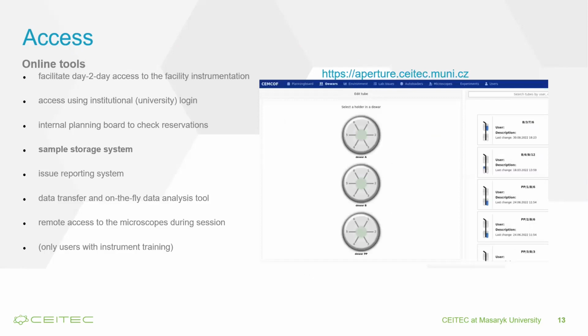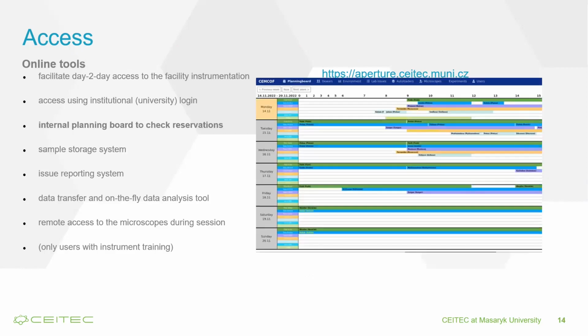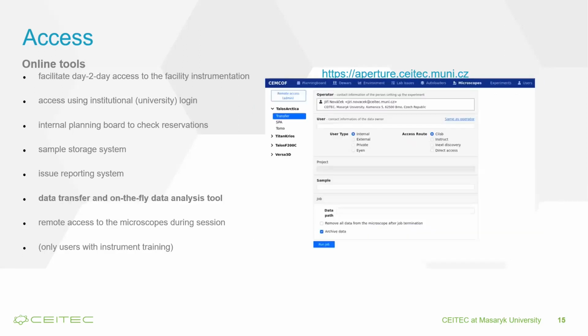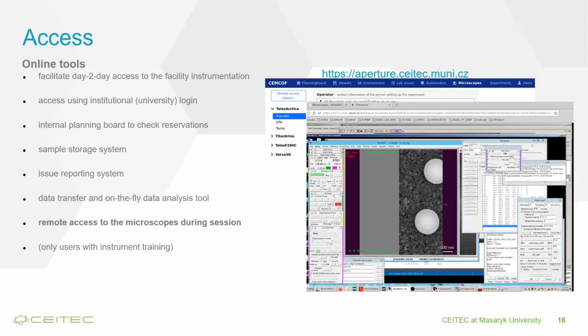For the active users, you probably know that we have this kind of a LIMS system in place, which you can use to actually get organized with the sample storage. You can actually check your reservations, and most importantly, this is the only way how to transfer data from the microscope to the outside world. In our case, the outside world means the Bernard 14 storage. And lastly, this is also the way how to access the microscopes remotely.